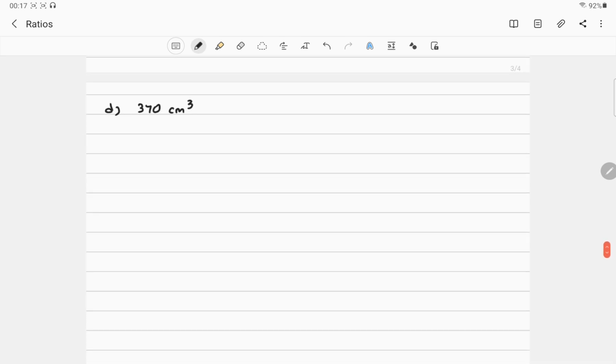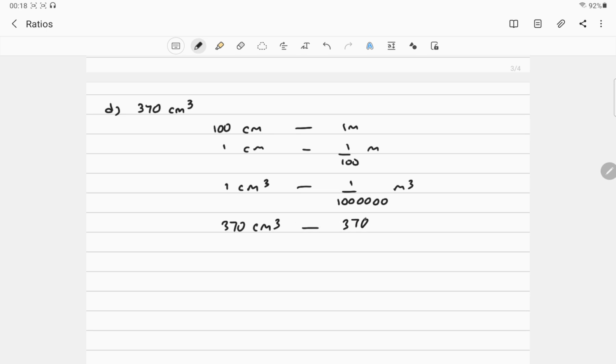Let's do one more. 370 centimeter cube. I say, okay, we have 100 centimeter is equal to 1 meter, 1 centimeter is 1 upon 100 meter, 1 centimeter cube would be 1 upon this cubed, and then 370 centimeter cube is equal to 370 upon that, so we can just do it like this.